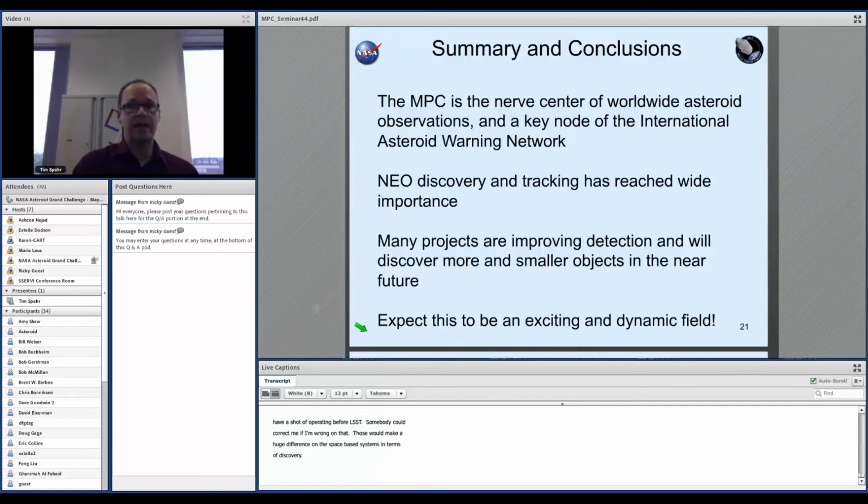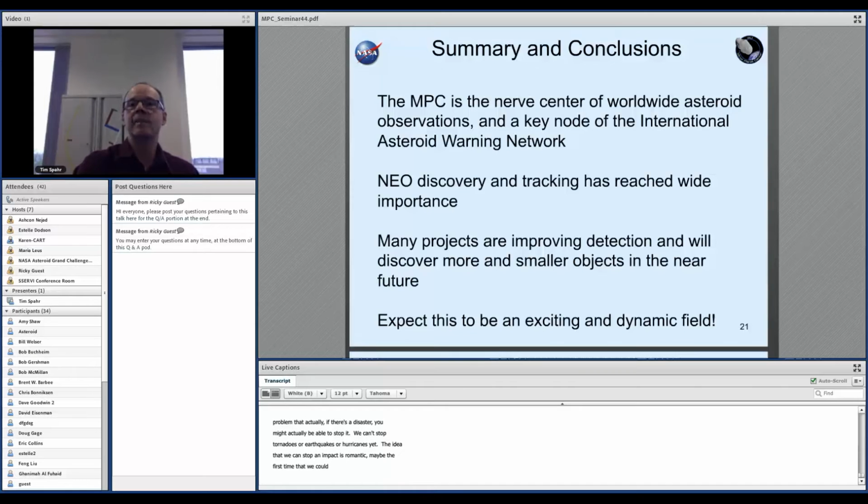So I'll summarize here. The Minor Planet Center is the nerve center of worldwide asteroid observations, and it's a key operational node of the International Asteroid Warning Network. Near-Earth object discovery and tracking has reached wide importance. The United Nations is talking about this. You've got to figure it hit the big time. And I think that is great. I'd like to think that the world as a whole is looking at this problem. This is a problem that actually, if there's a disaster, you might actually be able to stop it. We can't stop tornadoes or hurricanes or earthquakes yet. The idea that we could stop an impact, I think, is kind of romantic. It's the first time that we could do something like that.